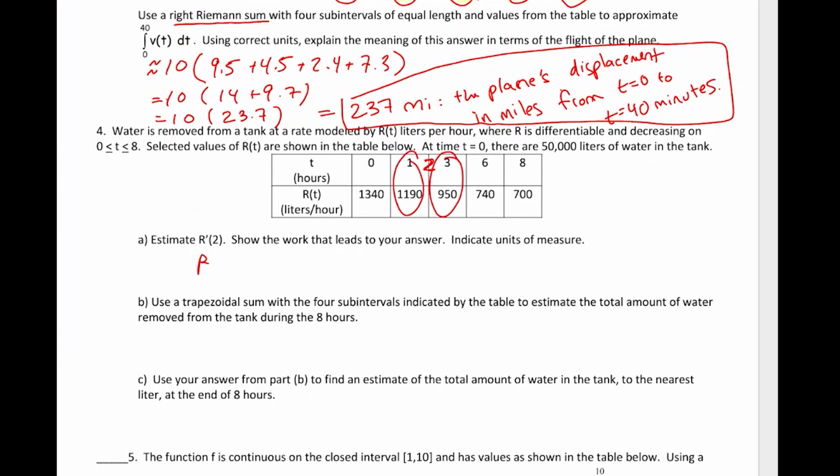So the slope of function R at 2 is approximately 950 minus 1,190 over 3 minus 1. So let's see, 3 minus 1, that'd be 2. So negative 240 over 2 would be negative 120 liters per square hour.